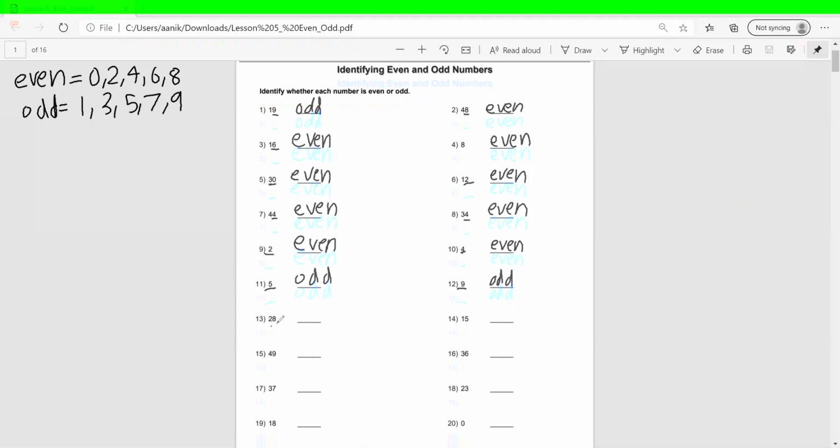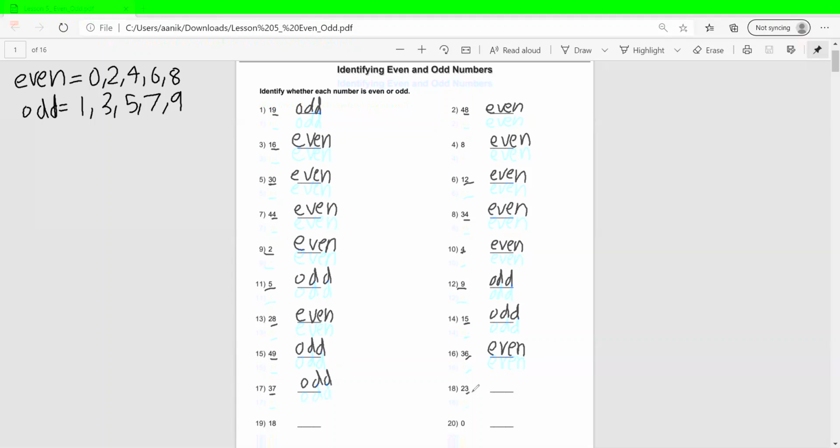28 ends in an 8, so it is even. 15 over here ends in 5, so it must be odd. 49 ends in a 9, so it must be odd. 36 ends in 6, so even. 37 ends in 7, so it must be odd.